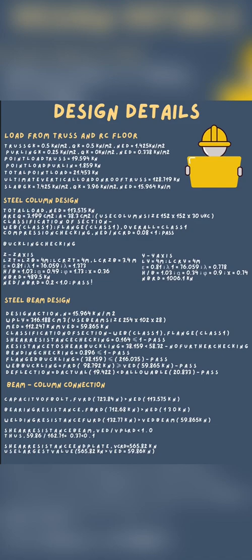For the web buckling, the FRD value is 98.792, which is higher than the VED value, which is 59.865 kilonewton. The result is also pass. The last one is the deflection check. For the D actual, we get 19.422, and D allowable is 20.833. The D actual is less than the D allowable, so the result is pass.